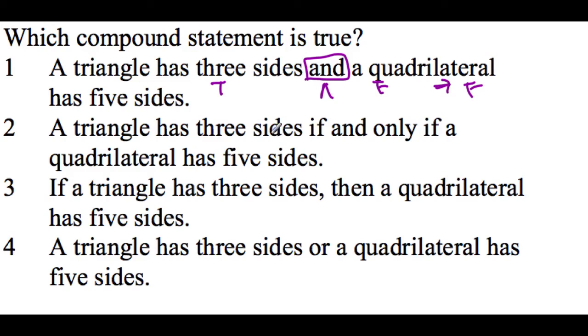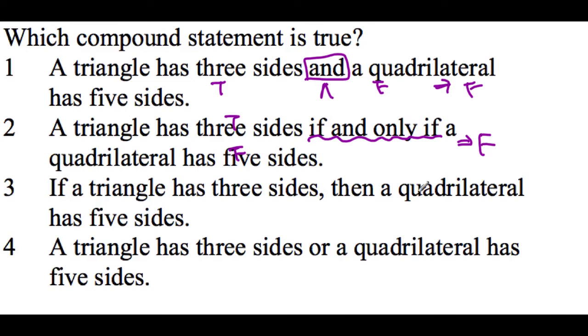A triangle has 3 sides if and only if. The word if and only if talks about the biconditional. That means both of them have to be true or both of them have to be false. Now, a triangle has 3 sides. That's true. A quadrilateral has 5 sides, and that is false. So since they're not the same, the entire statement would have been false.